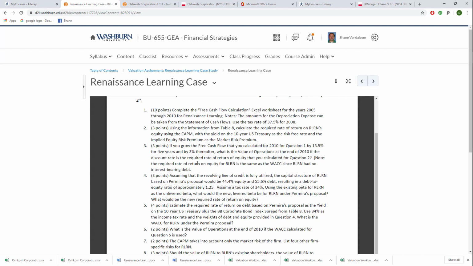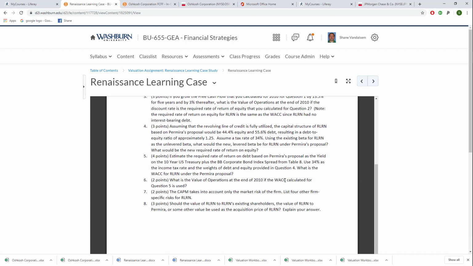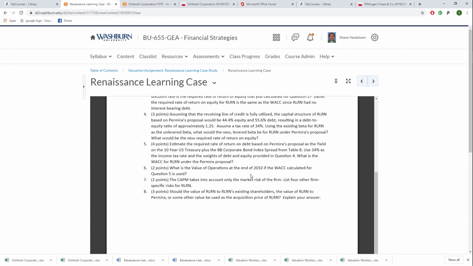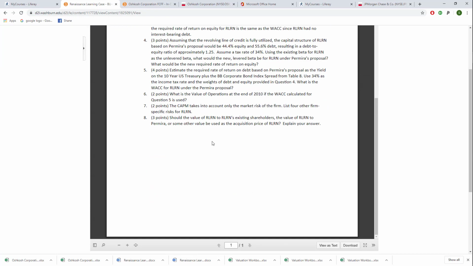And then I asked you to calculate the weighted average cost of capital. I asked you to calculate the value of operations. And then I asked you to list other firm-specific risks. So you might go back and look in your notes about what is a firm-specific risk versus a market risk. And then question 8, the last question: should the value of RLRN to its existing shareholders, so before it gets sold, the value of RLRN to Permira or some other value be used as the acquisition price of RLRN?